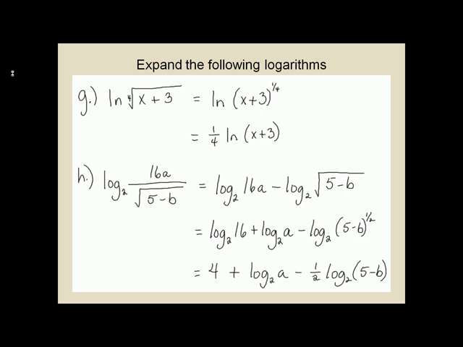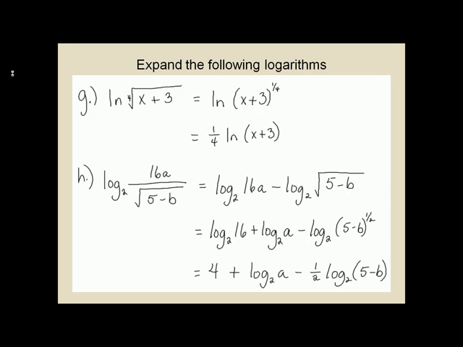Log base 2 of 16a, that's the log of a product, so I can bust that apart using the addition of 2 logs. So my next step would be log base 2 of 16 plus log base 2 of a. I can then bring down the minus log base 2 of 5 minus b to the 1/2. We can rewrite our square root as 5 minus b to the 1/2 power. Again, we have no properties dealing with radicals in our logarithms, so we have to rewrite them as fraction powers. So we have log base 2 of 16 plus log base 2 of a minus log base 2 of 5 minus b to the 1/2.